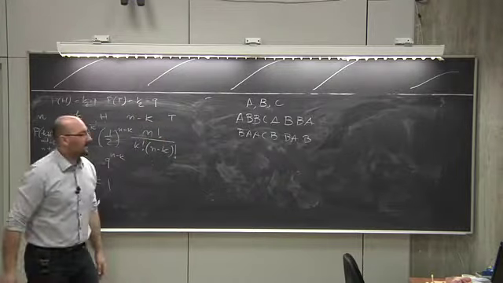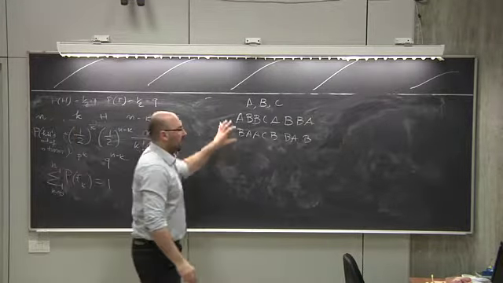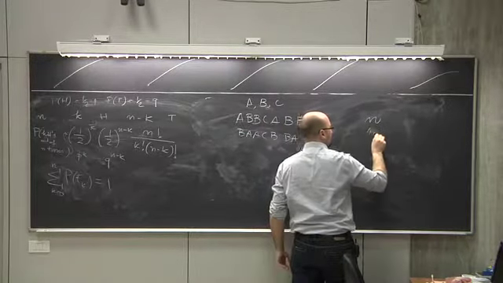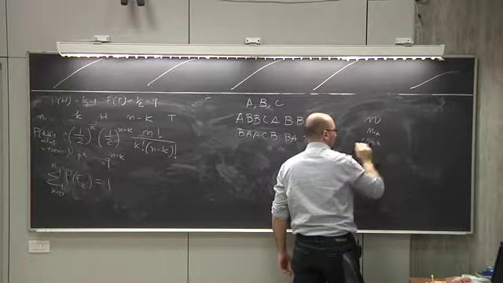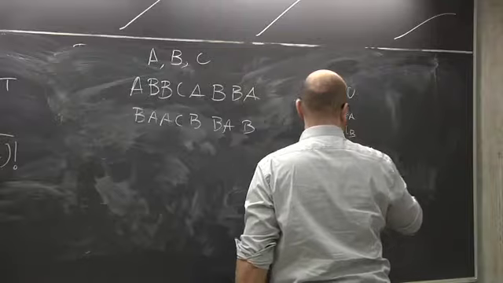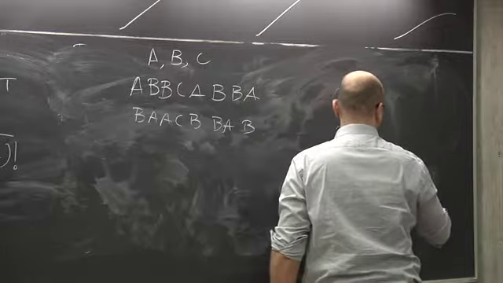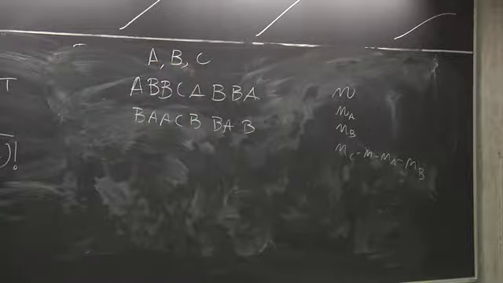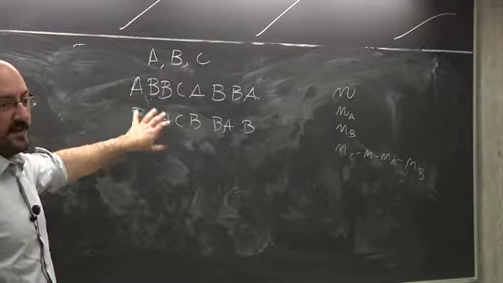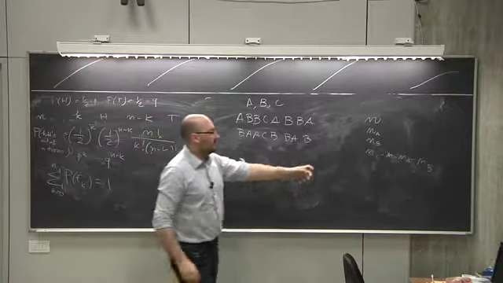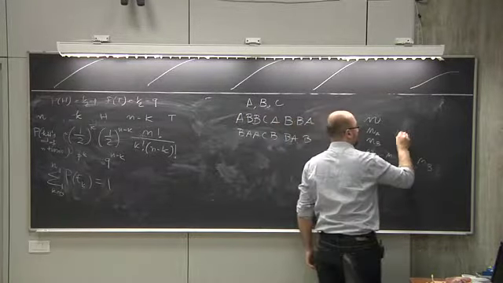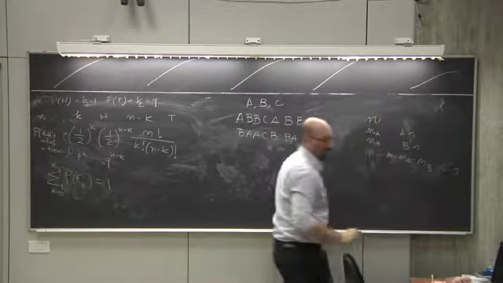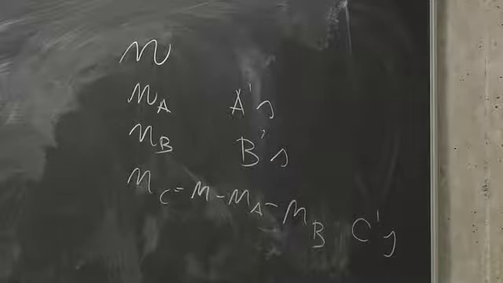And I'm asking, how many strings of length N have nA A's, and nB B's, and clearly nC C's, which is N minus nA minus nB C's. I want to count the number of strings of length N which have nA A's, nB B's, and nC C's. How can I count this?